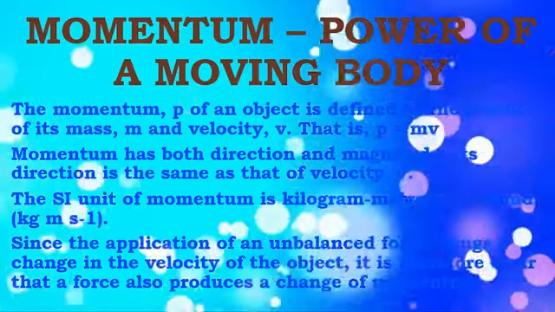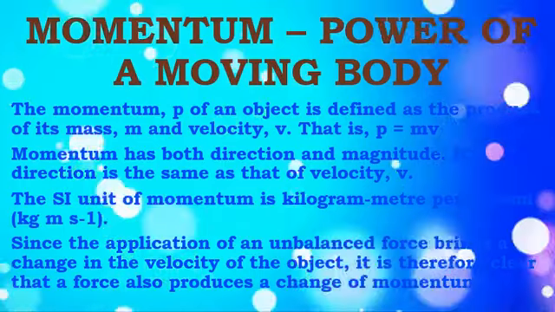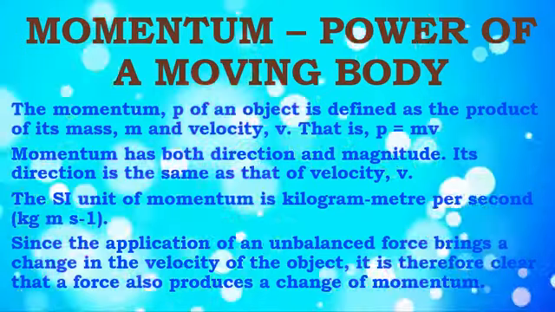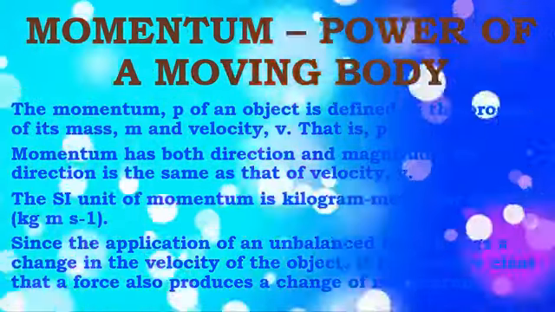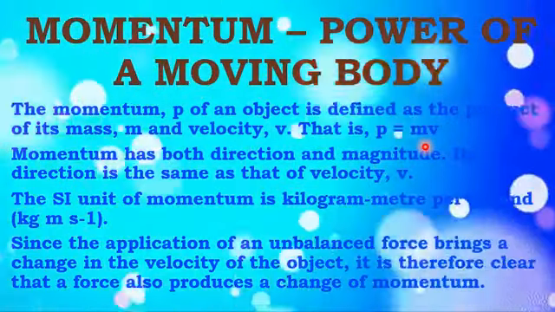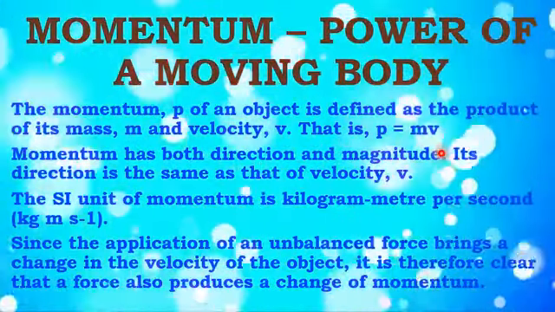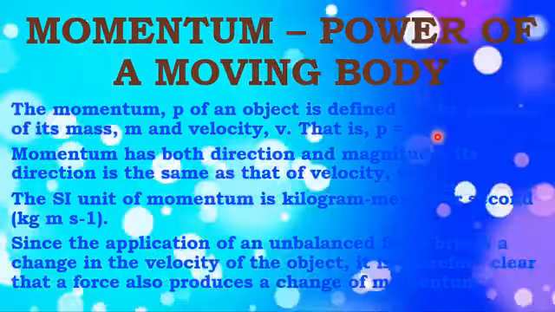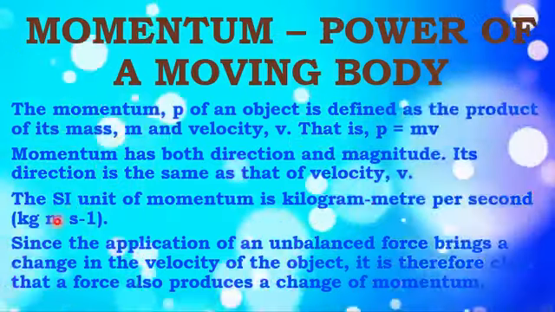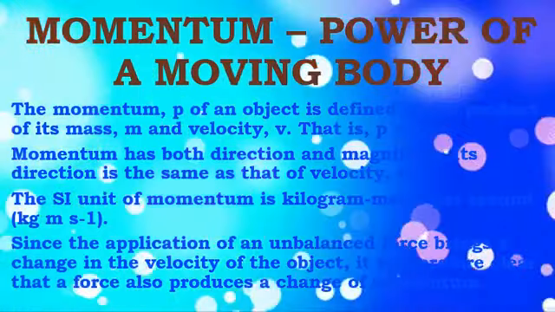The first thing is that the object will have a mass, and if it has to move, the object will have a velocity. The momentum is the product of the mass and velocity, that is P is equal to mv. So momentum has both direction and magnitude. In m into v, the unit of mass is kilogram, the unit of velocity is meter per second. So the SI unit is kilogram meter per second.